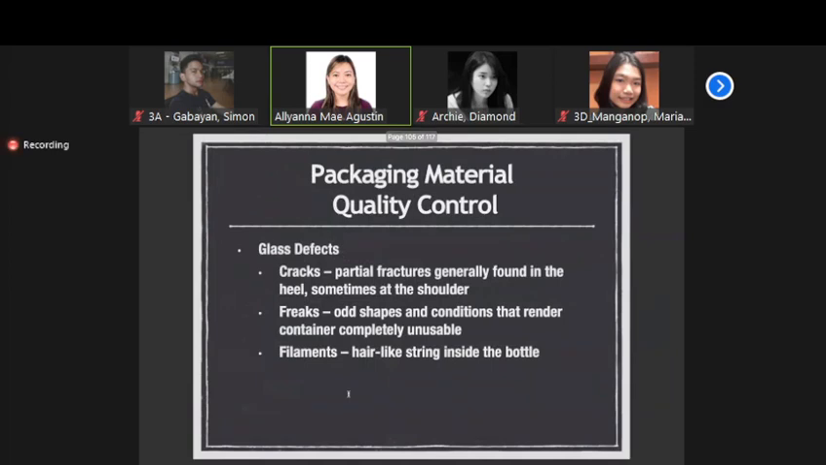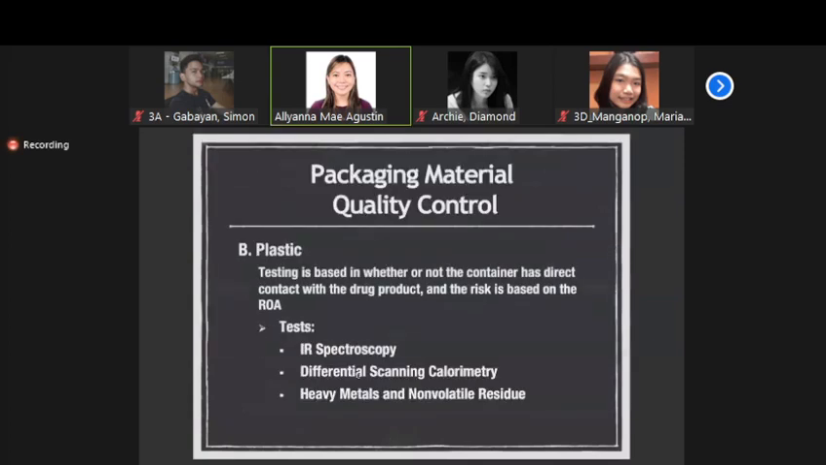Okay, glass defects. When we say crack, these are partial fractures in the heel and sometimes the shoulder of the ampule. Freaks are somewhat odd, where the shape of the glass is odd, so it can no longer be used. Filaments are like hair-like strings inside the bottle. Those are our glass defects. Then next we have your plastic. So plastic.